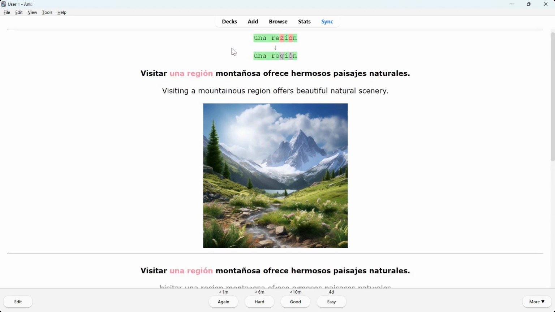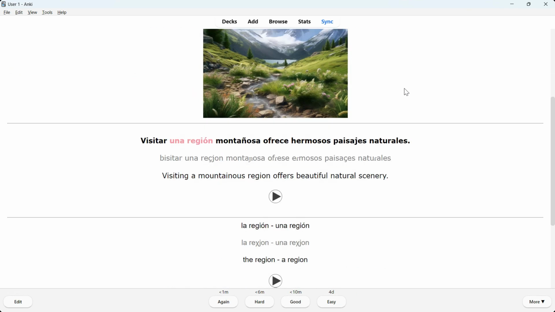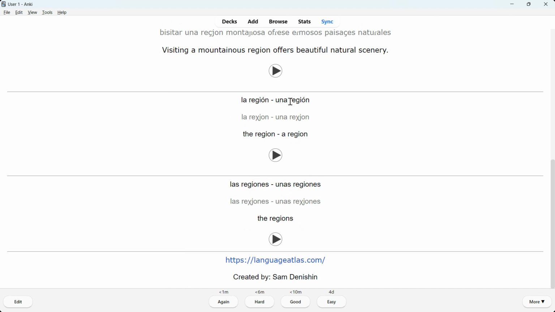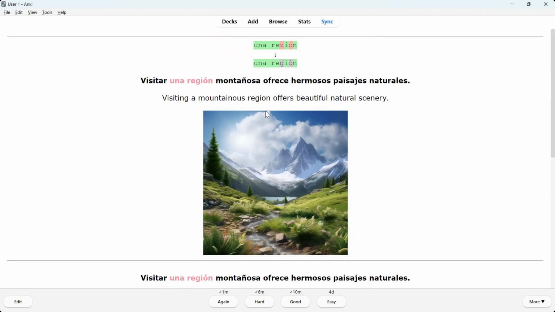Visitar una región montañosa ofrece hermosos paisajes naturales. La región, una región. Las regiones, unas regiones.